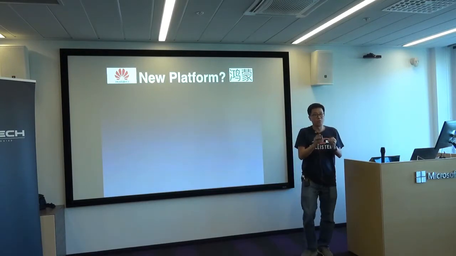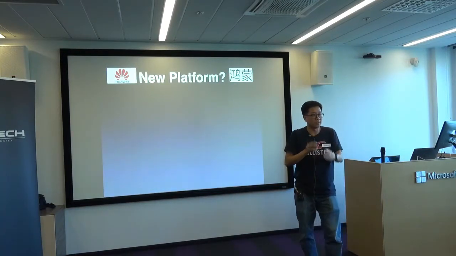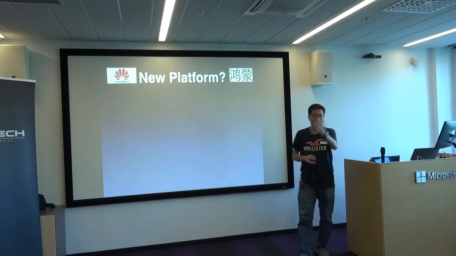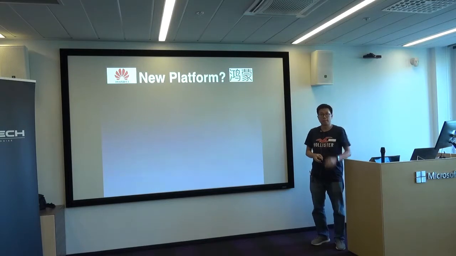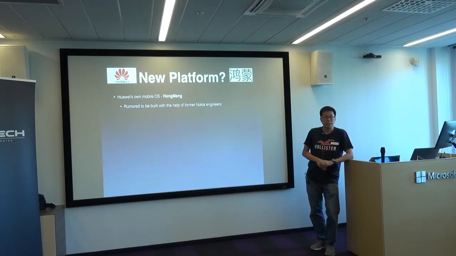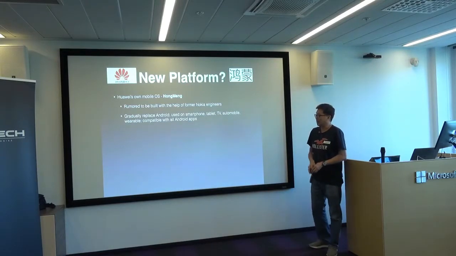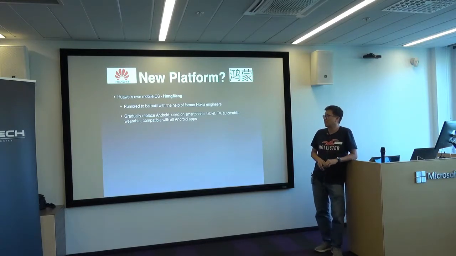They know that one day if Google were to prevent them from having access to Android, they would be dead. So internally, they have been developing a new operating system, and they are waiting for this day where Google cuts off Android from them, and they will have their own OS. And from what I read yesterday in the latest report, it claims that it is going to be released next month. So you are going to see new devices running the Wei Meng operating system, probably all in Chinese characters, which you might not understand. But anyway, it was rumored to be built with the help of former Nokia engineers. And it will gradually replace Android, used on smartphones, TVs, automobiles, wearables, and compatible with all Android apps.